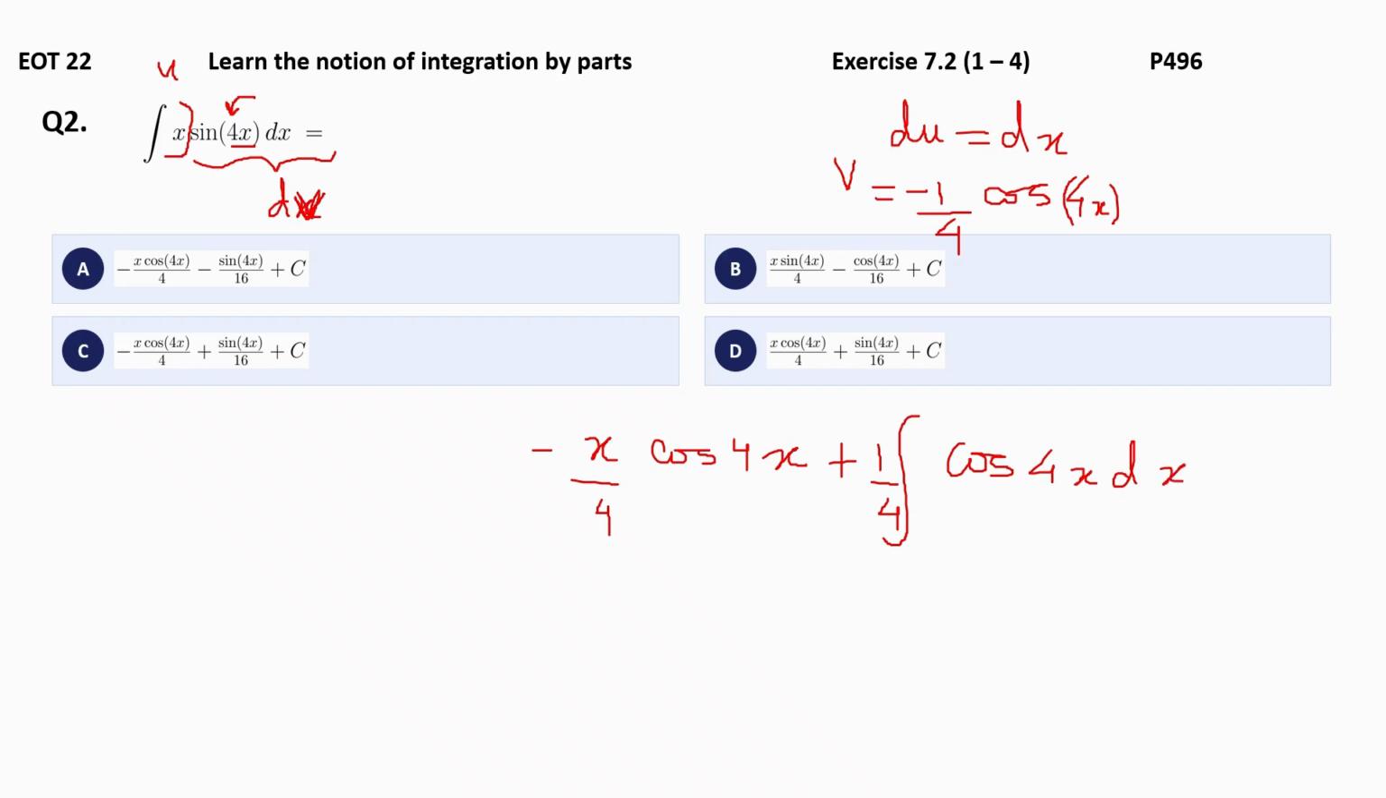If you notice the first term, negative x over 4 cos 4x, that makes you cross out option B and option D. Now look at the second term. You already have positive 1 over 4. And again, this 4 is a coefficient of x. It should come out as 1 over 4. Then what about cos 4x? It is nothing but sine 4x. That leads you to 1 by 16, which turns option C as your final answer. Negative x over 4 cos 4x plus sin 4x over 16 plus C.